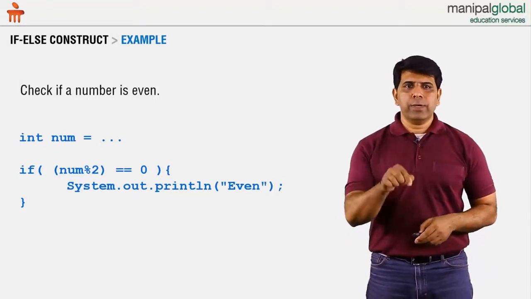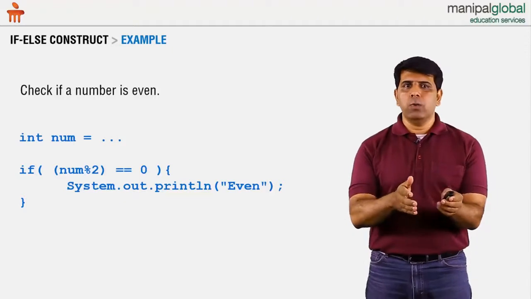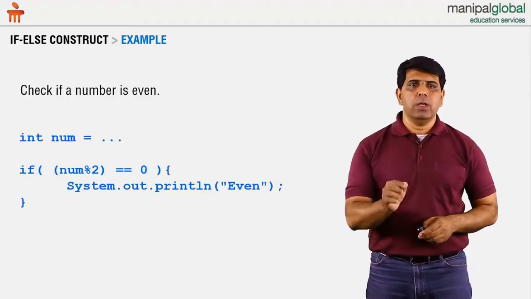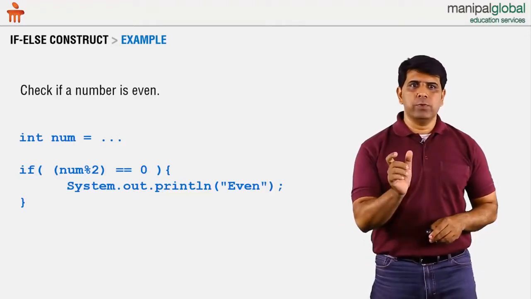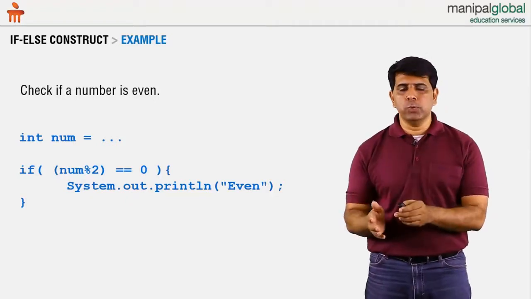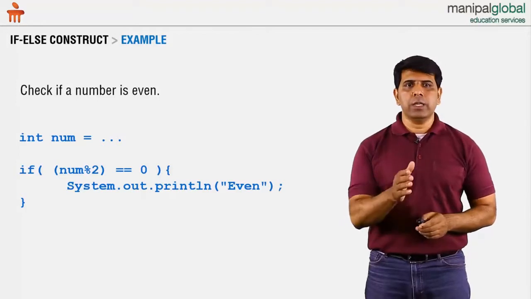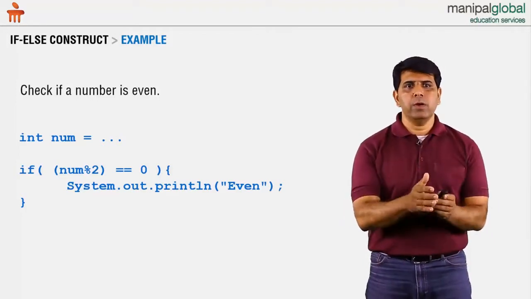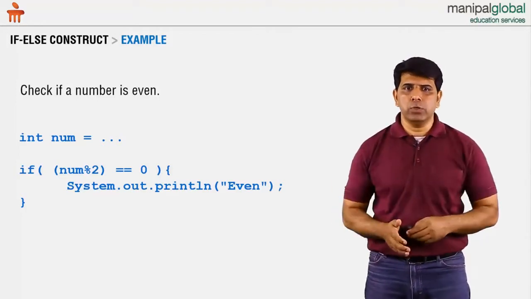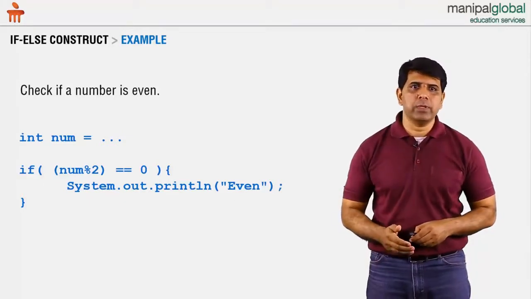So effectively, we are only checking for one single path. Also observe the brackets that I've used for num % 2. Now that's optional. It's just to increase the clarity. Otherwise, you can simply type if open bracket num modulus 2 equals 0 close bracket.